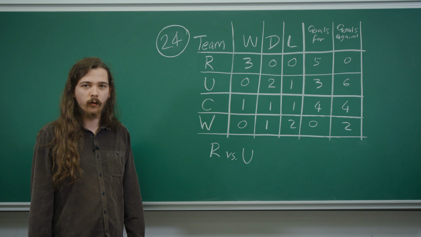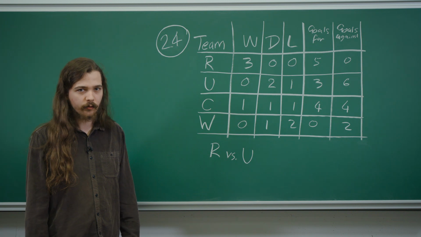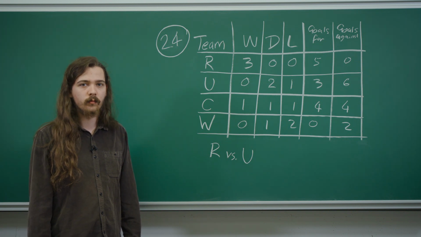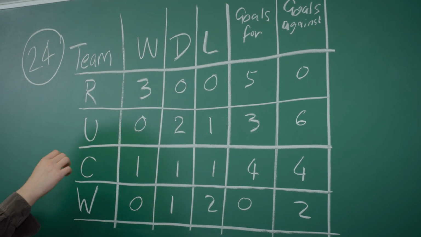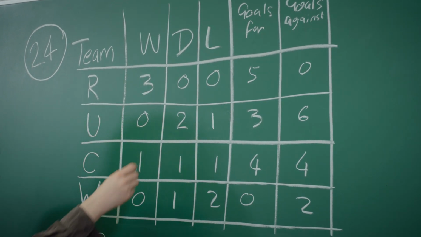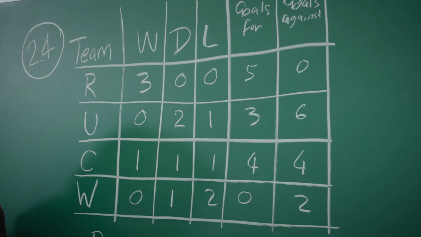In question 24, we're given the results of the hockey tournament between Rovers, United, City and Wanderers, and we want to work out the score in the game between Rovers versus United. So let's consider the games played by United. We see that there were 2 draws and 1 loss.